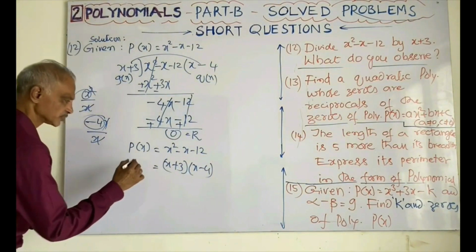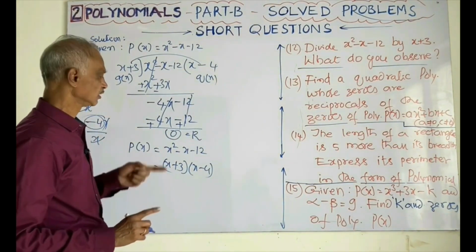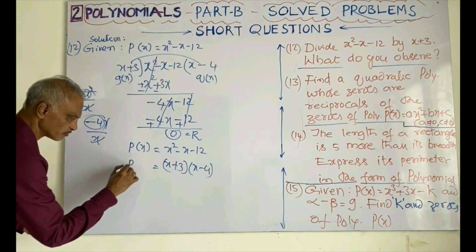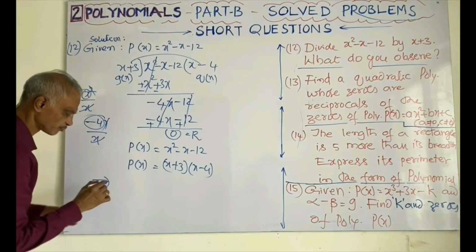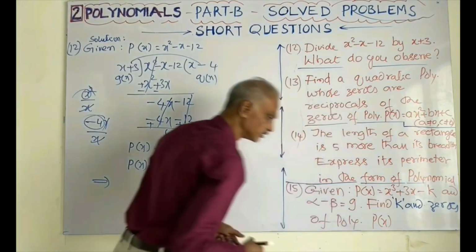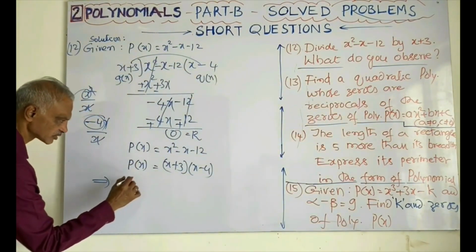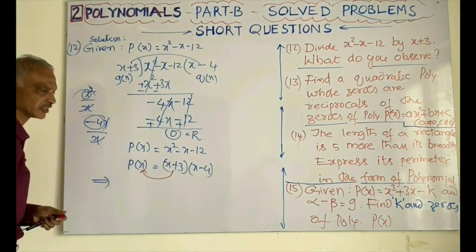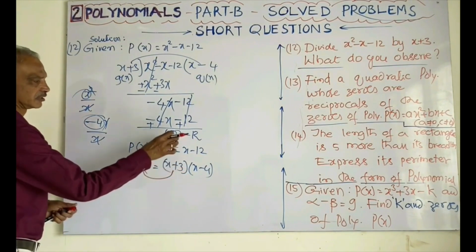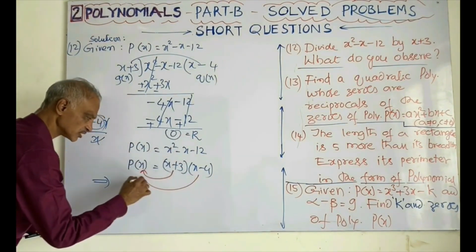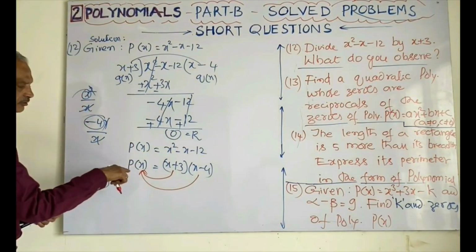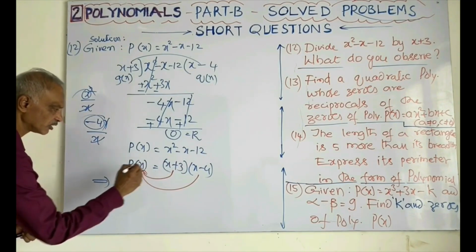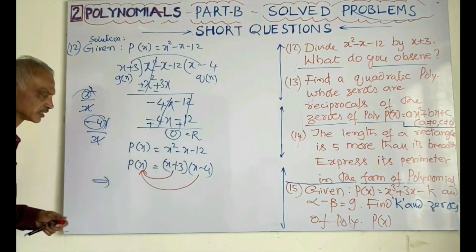And also, what do you observe? We observed that x plus 3 is a factor of p of x, because the remainder you got is 0. x minus 4 is also a factor of p of x, that is x square minus x minus 12. Then what do you observe? P of x is equal to x plus 3 into x minus 4.